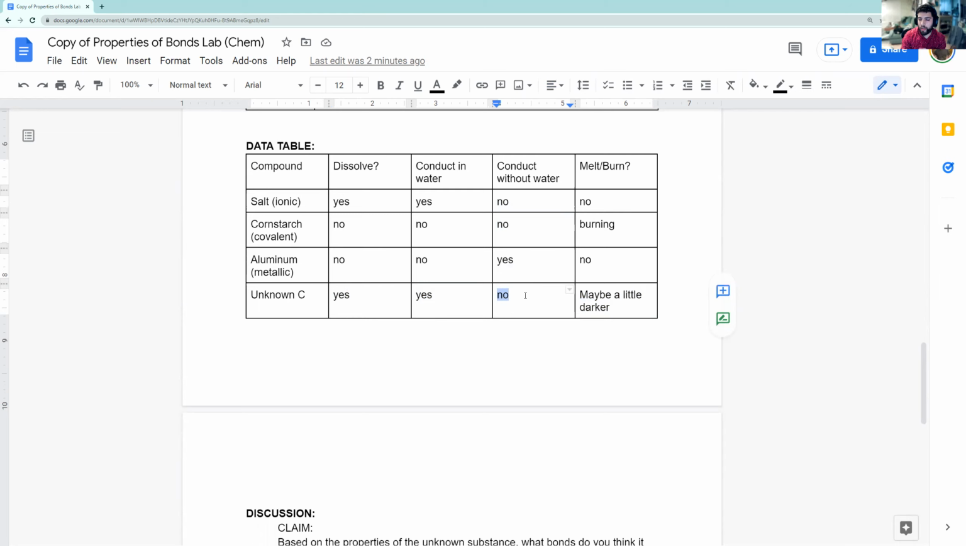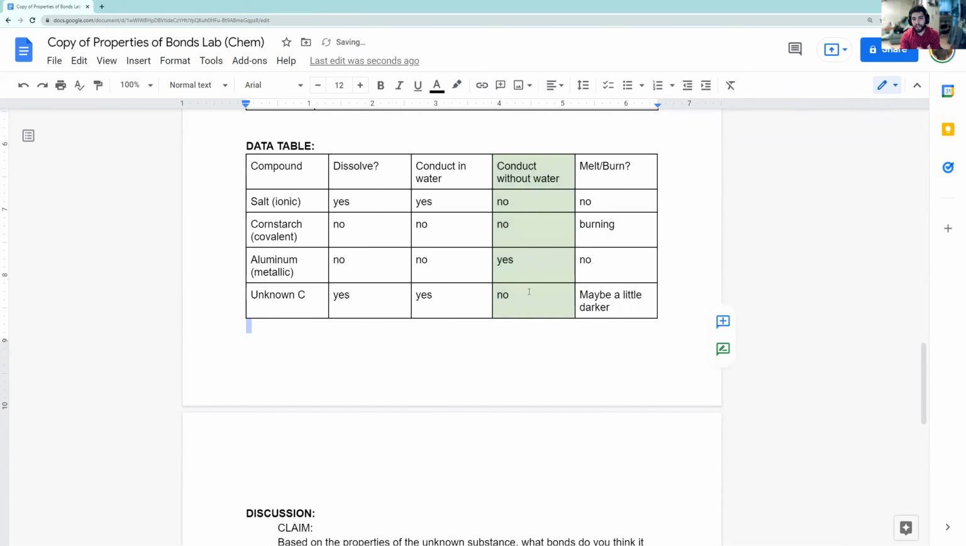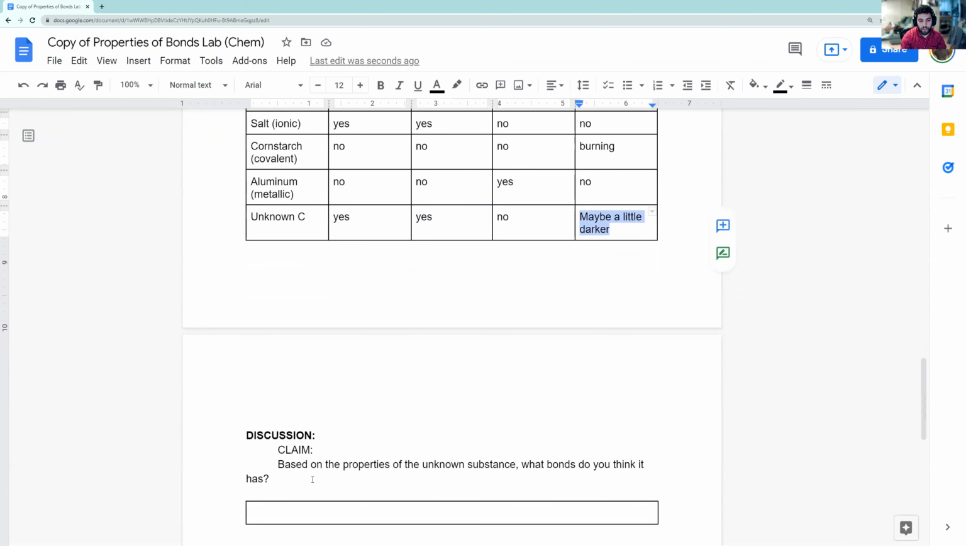If there is a property that both ionic and covalent have, and your unknown also has, that doesn't tell you anything. Just looking at this column alone, the only thing unknown C not conducting outside of water tells me is it's not aluminum, therefore it's not metallic. That's the only thing we can tell. So with that said, I have two things that tell me it's ionic, one thing that tells me it's possibly covalent, possibly ionic. So I'm going to lean towards the side of ionic.